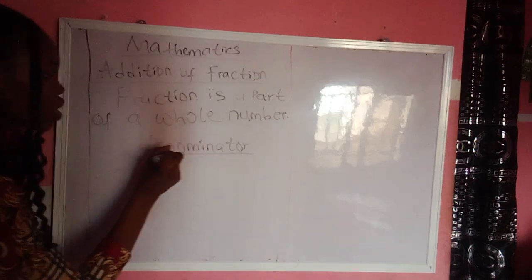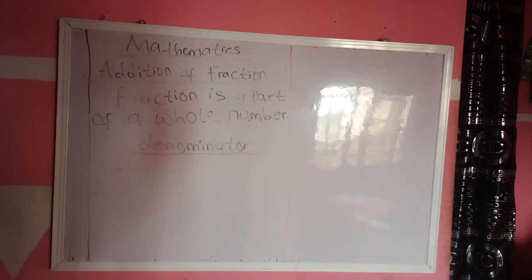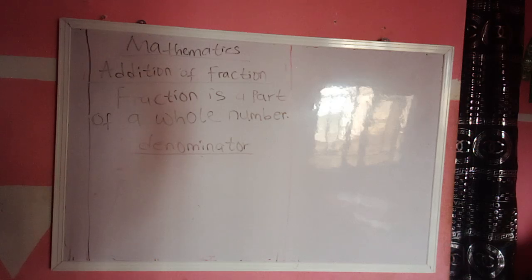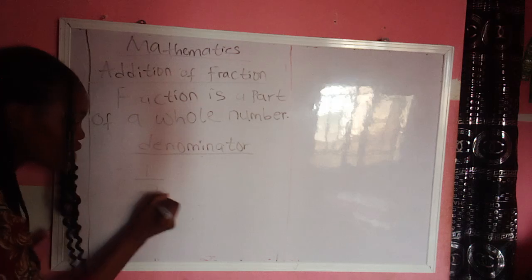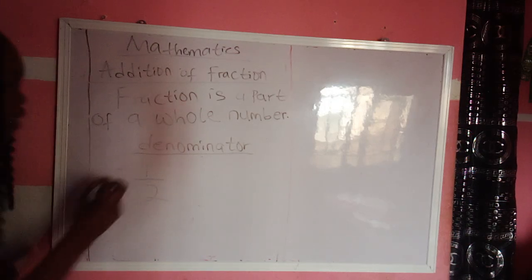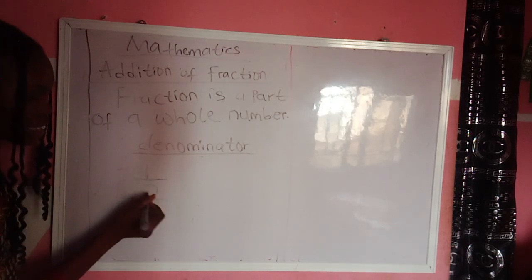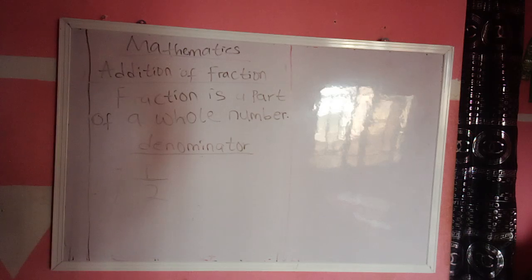D-E-N-O-M-I-N-A-T-O-R. Denominator. We are going to learn how to add fractions with the same denominator. Hope you're with me. Now, what is a denominator? As I told you earlier, 1/2 is what? It is a fraction. How do you know a fraction? There must be a number on top, a line that's crossed like this, and another number below. Once you see something like this, just know that you're looking at a fraction.